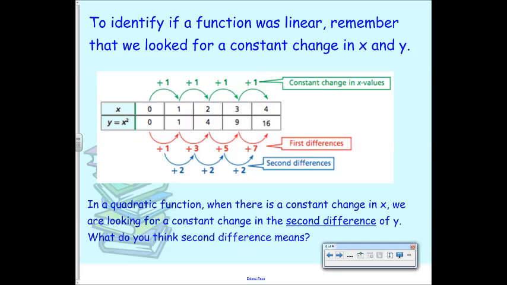So essentially, to figure out if it's quadratic, check your x's. Those should be constant. And then there should be a constant change in the second difference, which means you figure out the first one, and then you do the second one. And we'll do a couple examples of these because I know that it's kind of a weird concept. All right?